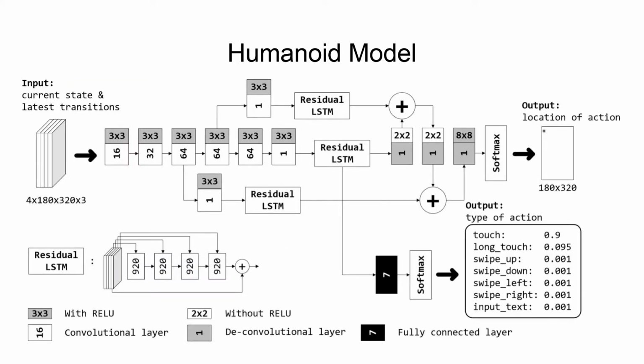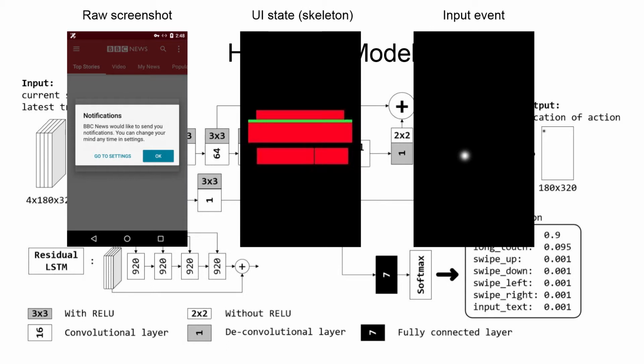This is Humanoid model. The model's input contains UI states and input events. For UI states, UI skeletons instead of raw screenshots are fed into the model. Red blocks represent text regions, and green blocks represent non-text regions. For input events, they're represented by a Gaussian distribution whose center lies on the event's positions. Brighter pixel means higher probability.